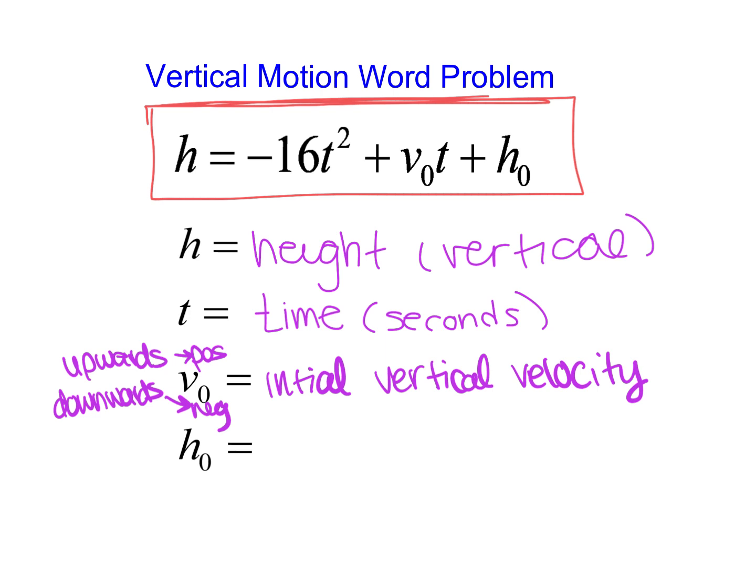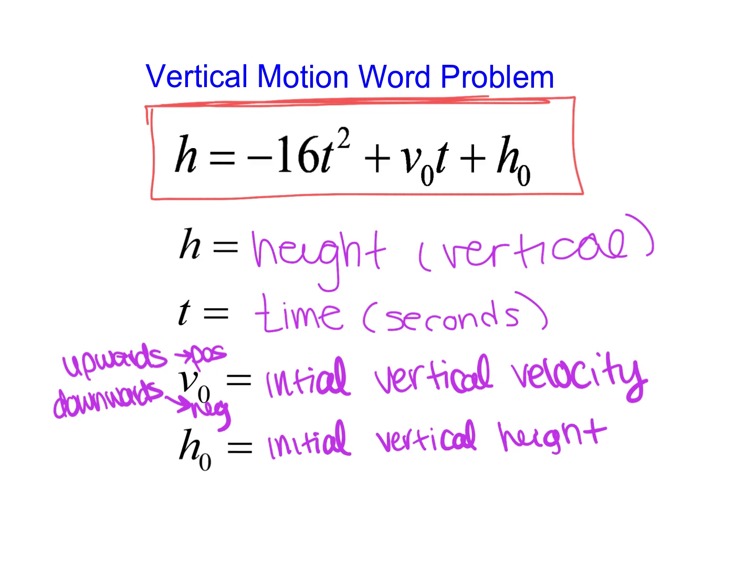Then from here, our h sub 0 is the initial vertical height. This might be something that you use if an object doesn't start on the ground, but starts somewhere above the ground, maybe on a platform, maybe it's a ball being kicked, and it gets kicked 3 feet above the ground, whatever that might be. h sub 0 is that initial vertical height.